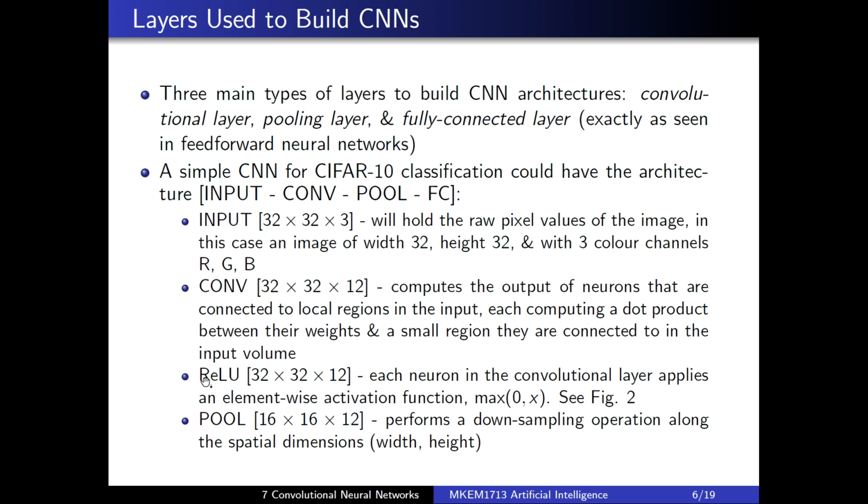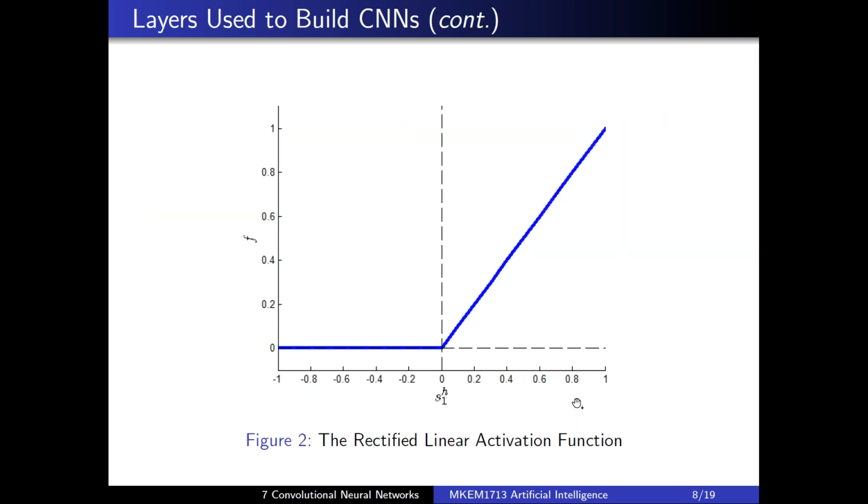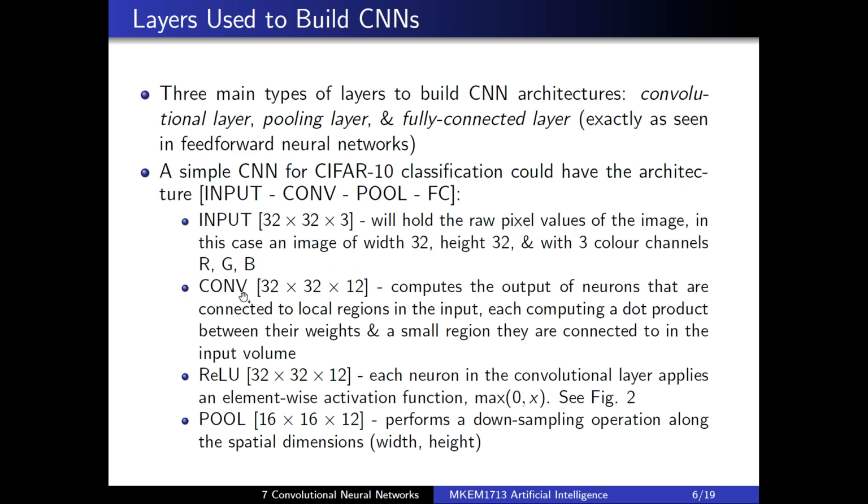ReLU stands for rectified linear unit. Each neuron in the convolutional layer applies an element-wise activation function. The equation for the activation function is the maximum between 0 and the input. This is how the rectified linear activation function looks. So in each neuron in the convolutional layer, we would have the rectified linear activation function.